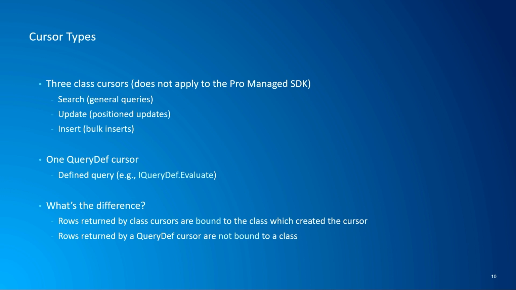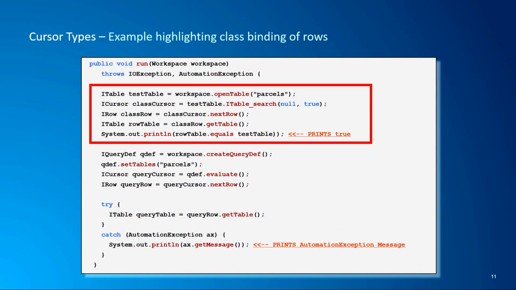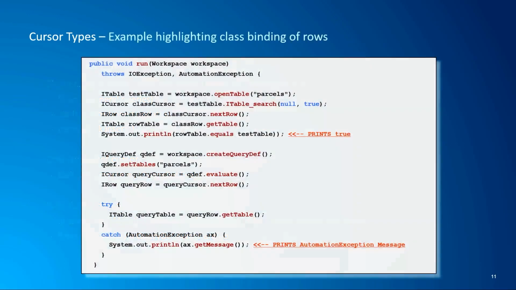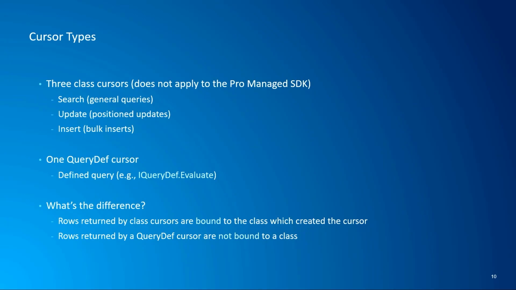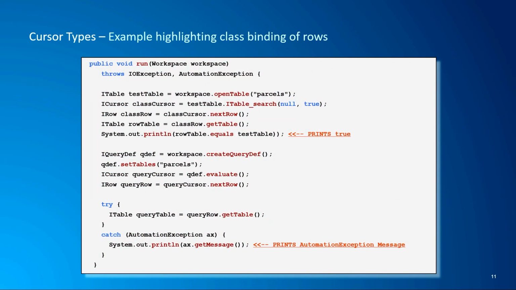So we have those three types, search, update, and insert. We also have a query def cursor for when you're working with defined queries where you can join tables together, who knows what. Now, what's the difference here? When you're using one of the class cursors, search, insert, or update, what's going to be interesting is any row that is returned to you will be bound to that particular class that created the cursor. Okay? Whereas the rows that are returned by a query def are not bound to the class. Okay? So let's go through some examples to make it a little bit more clear.